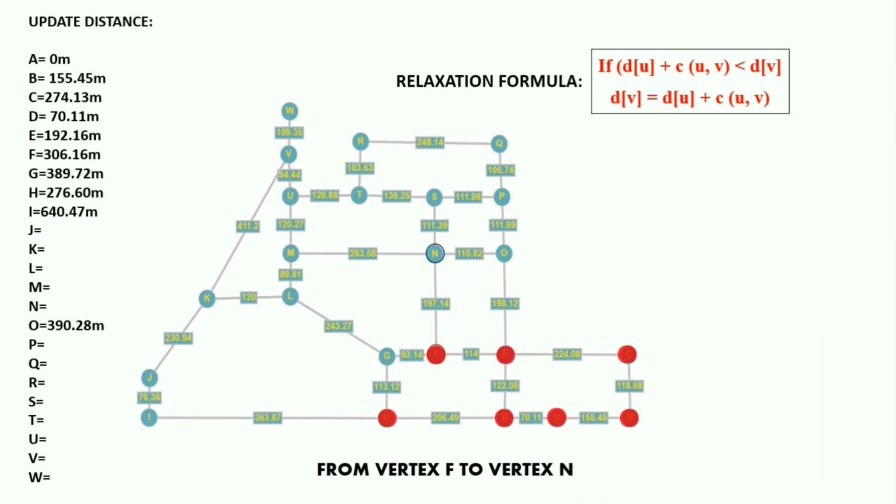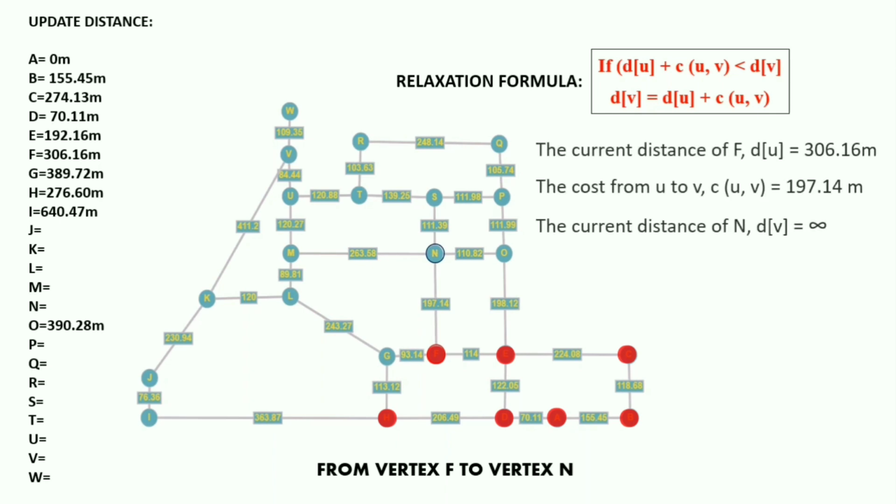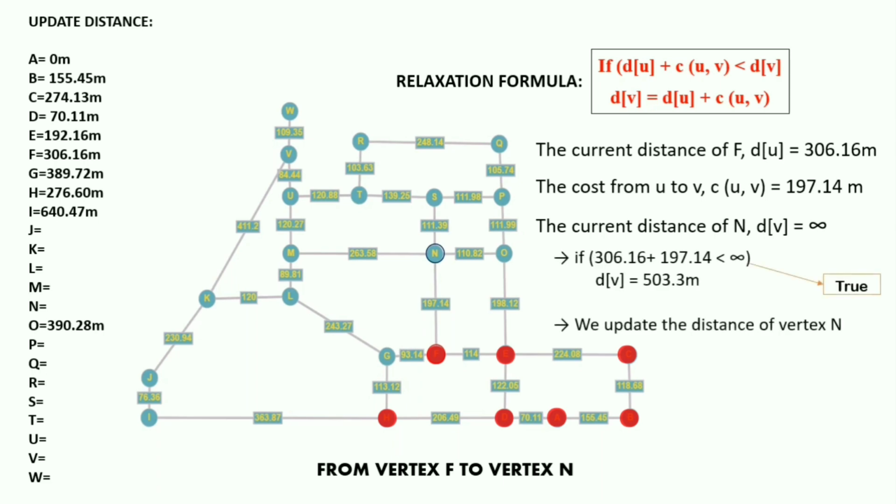Next is vertex F to vertex N. So the current distance of F is 306.16 meter, while the cost from U to V is 197.14 meter, and the current distance of N is infinite. So this is the condition. It is true, so we will update the distance of vertex N.